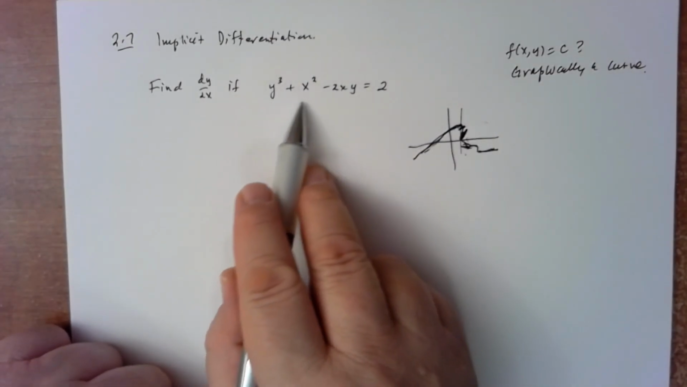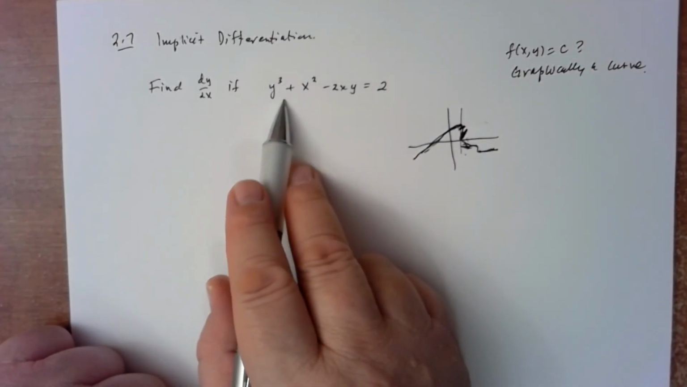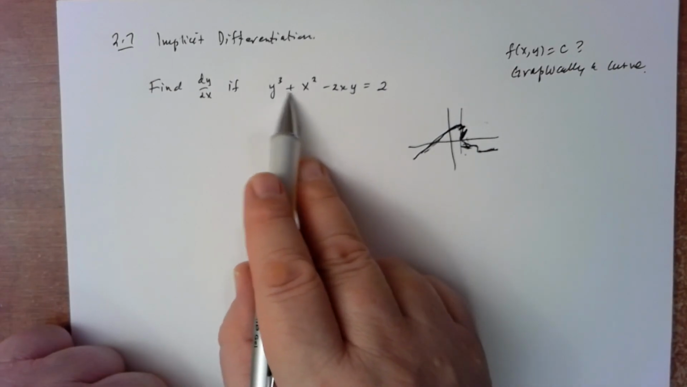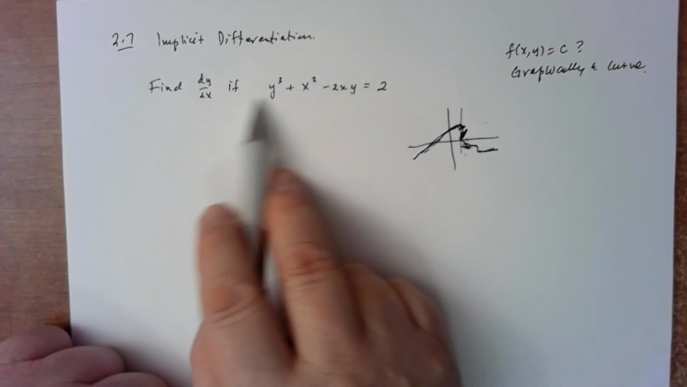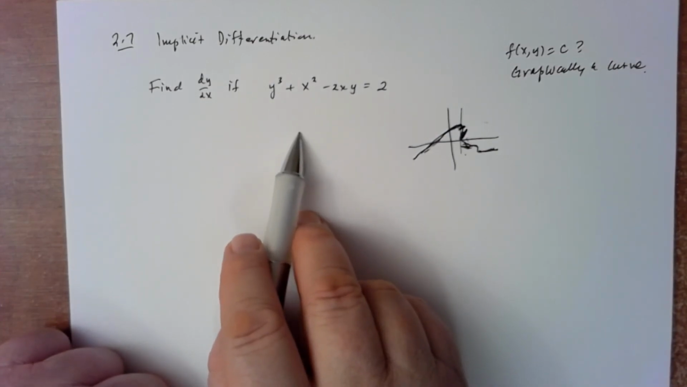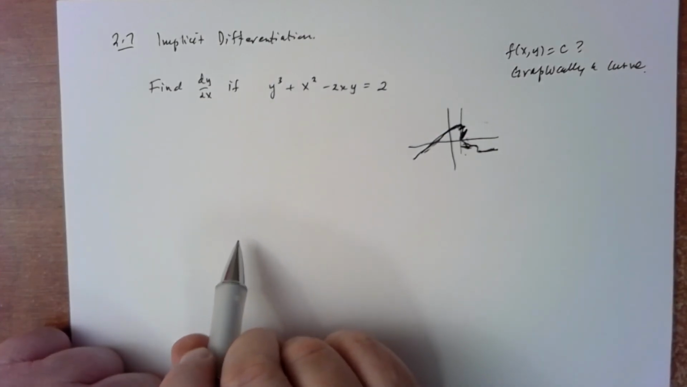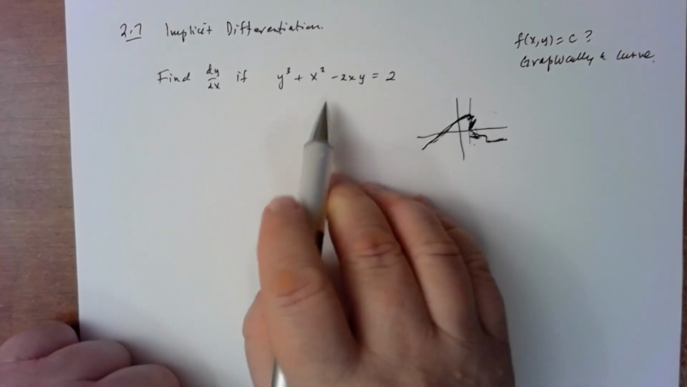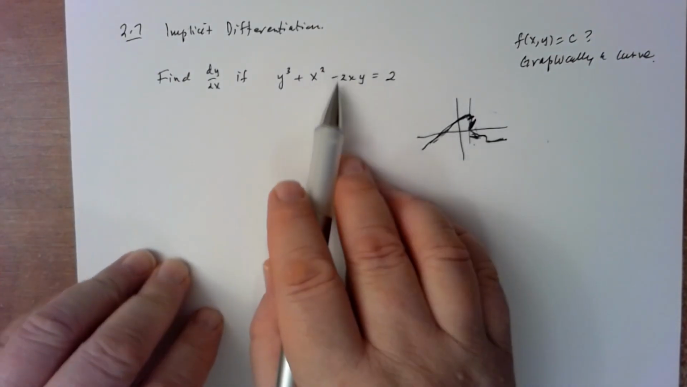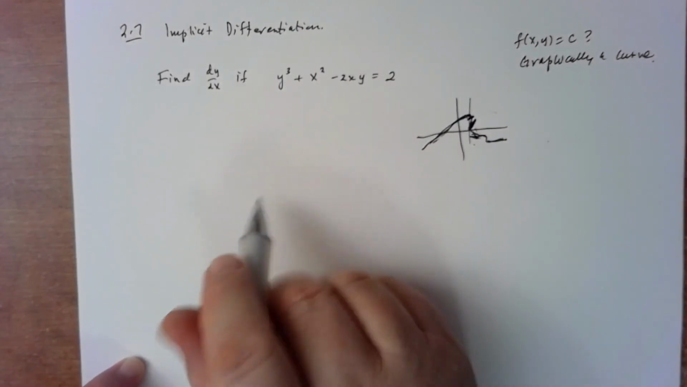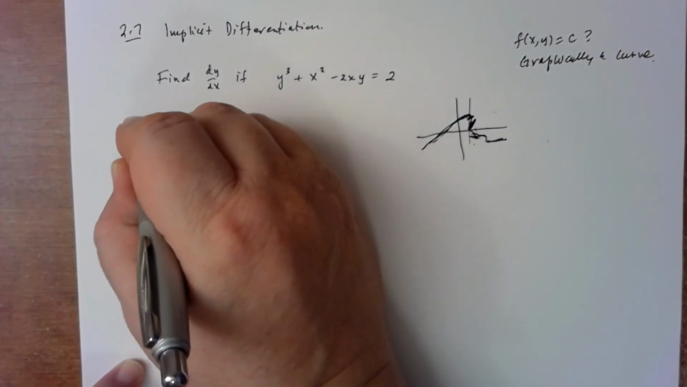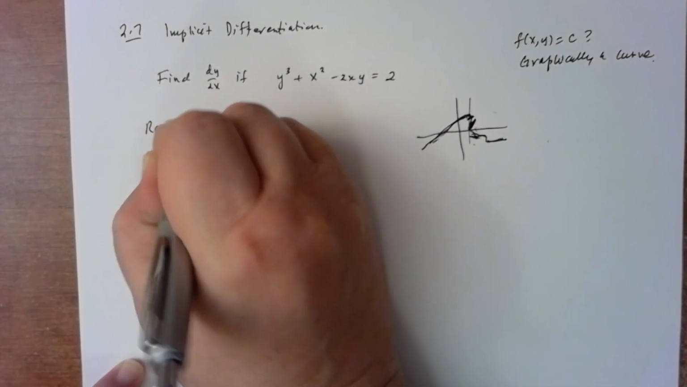So we want to find dy over dx when we're given an expression in x and y equal to a constant, when we can't solve for y first. We don't want to solve that for y first, and in fact, in this case, it would be very difficult to do that. Okay, so how am I going to do that? Well, recall that we've actually already done it.